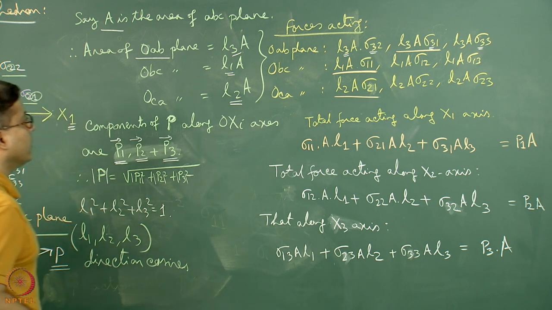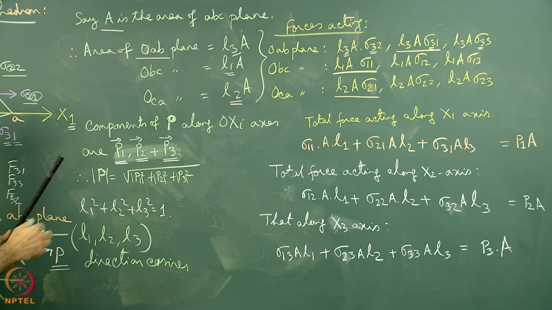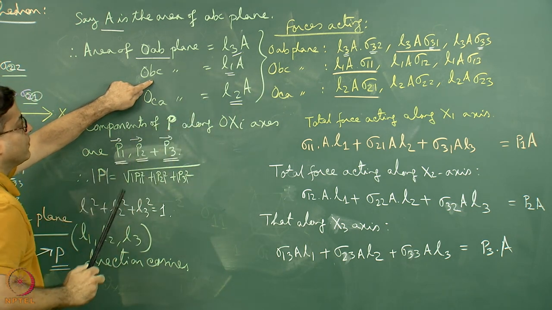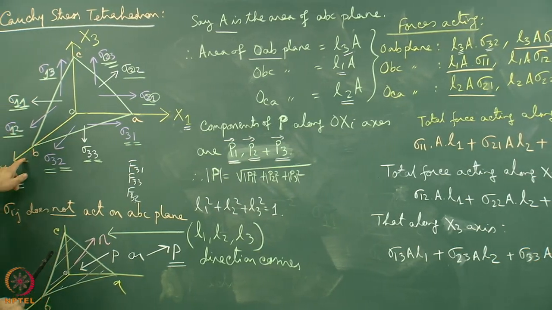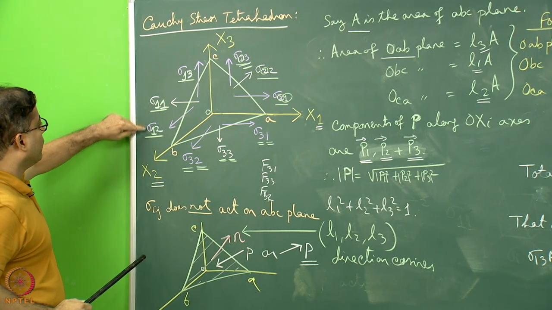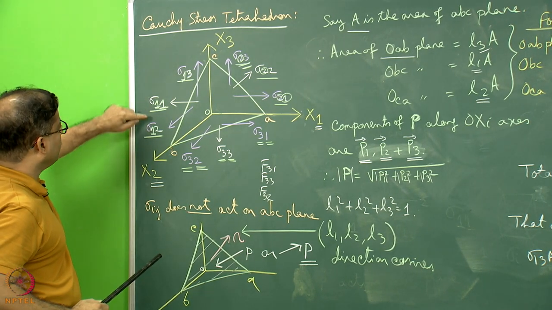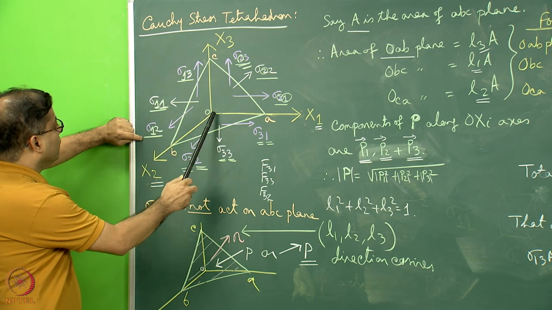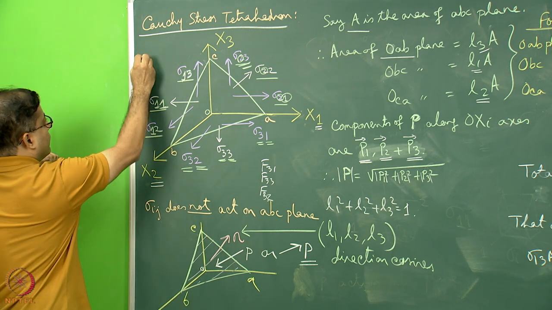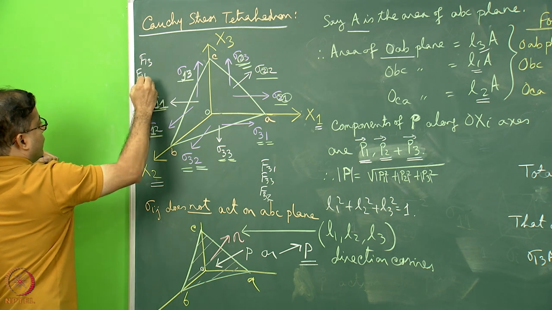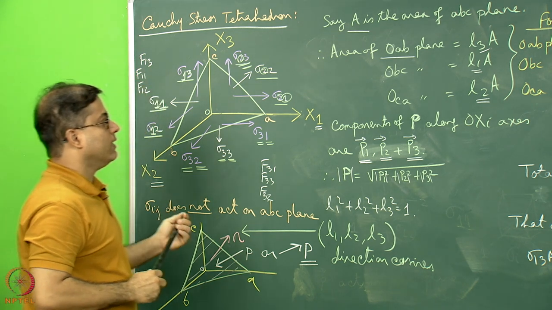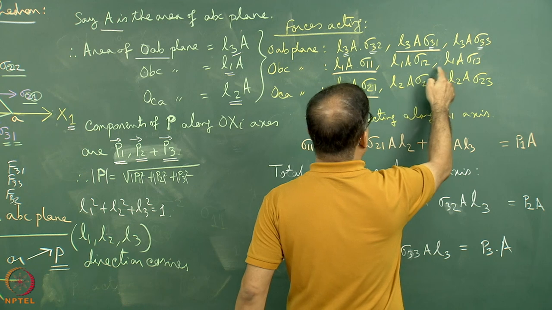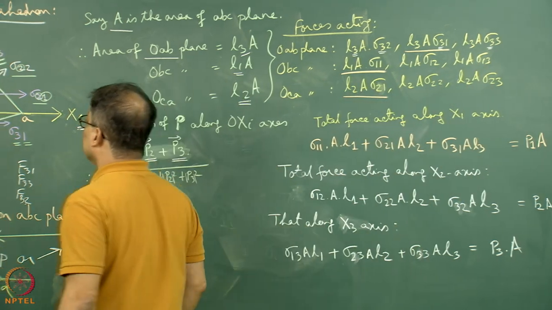Now we will find out how much is the force, or the different components of forces, acting on the OBC plane. OBC plane has got area of L1A and here where is the OBC plane? O, B and C. These are the three components acting, sigma 12, sigma 11 and sigma 13. What is common in them? The first suffix is common, sigma 1 in all the cases. So these multiplied by the area of OBC will give the forces F13, F11 and F12, and that is what has been done. L1A multiplied by sigma 11, L1A multiplied by sigma 12 and L1A multiplied by sigma 13.